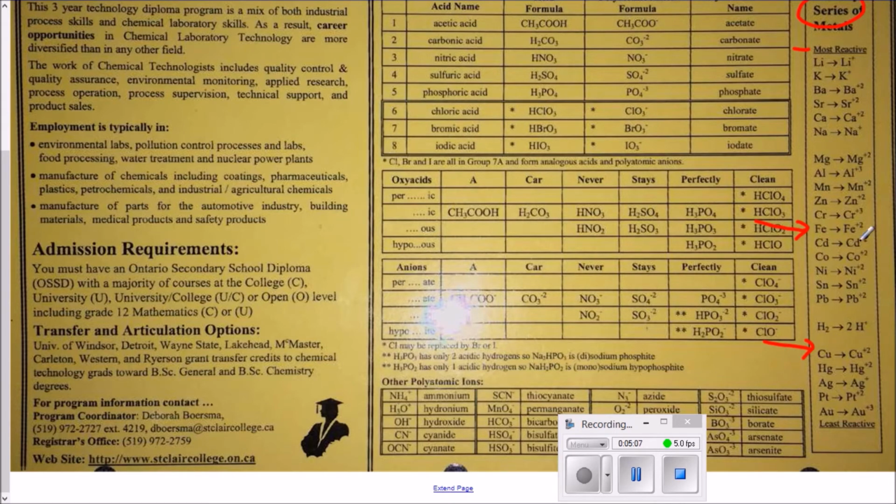Now the interesting thing here is, if you don't know what charge iron will have, it's going to have a 2+ charge. It's not going to have a 3+ charge. When it goes from no charge to a charge in a single displacement reaction, it will always form an iron 2+ charge. So will this reaction proceed?